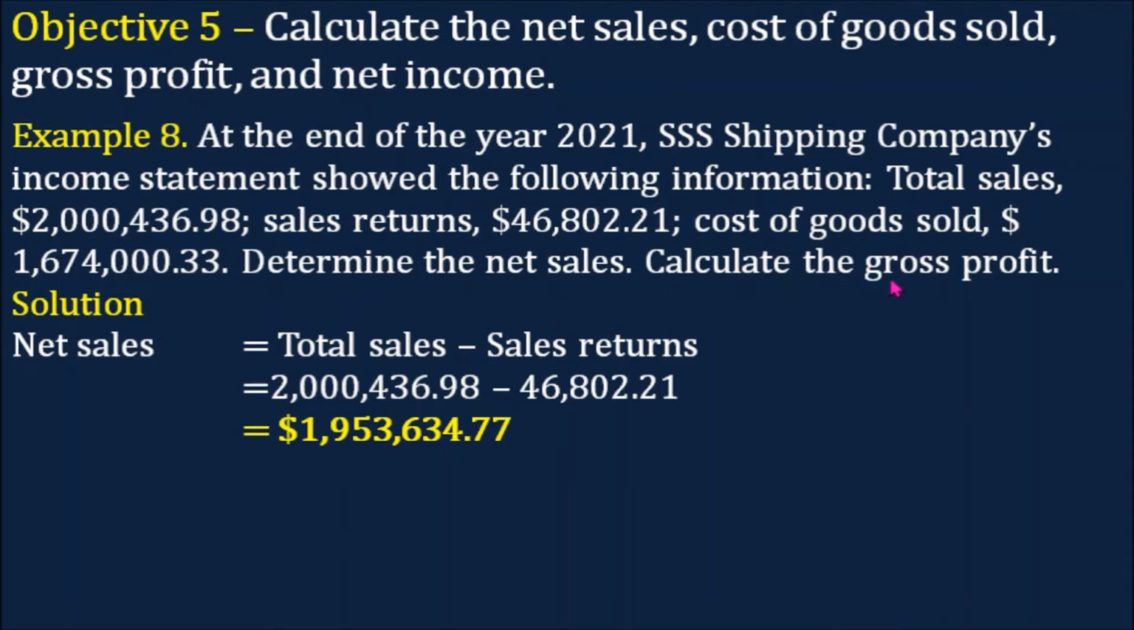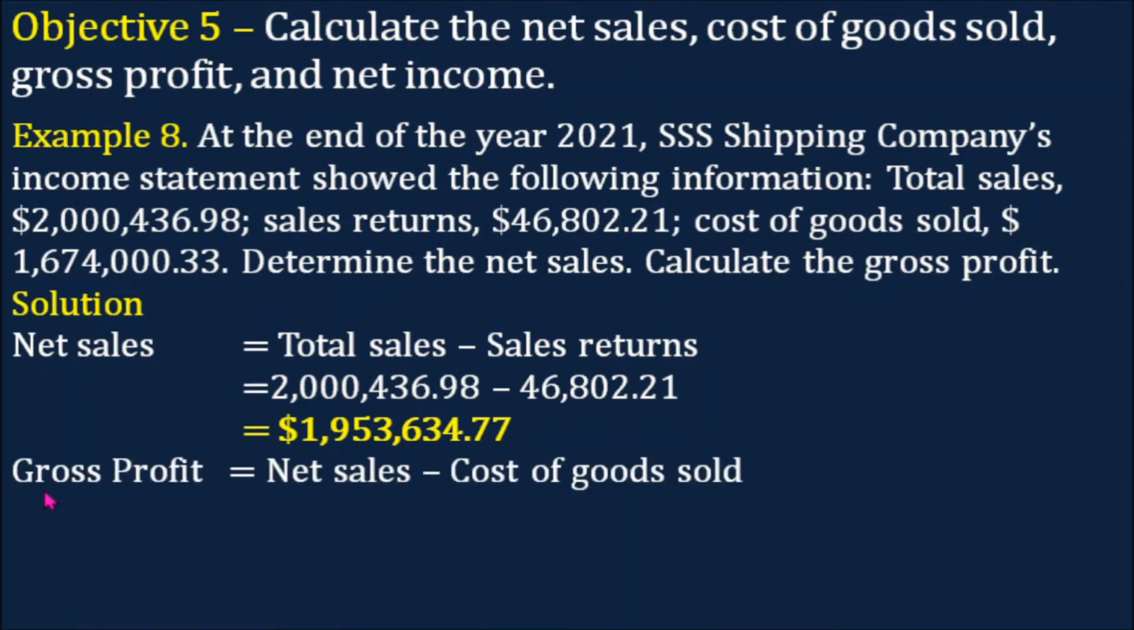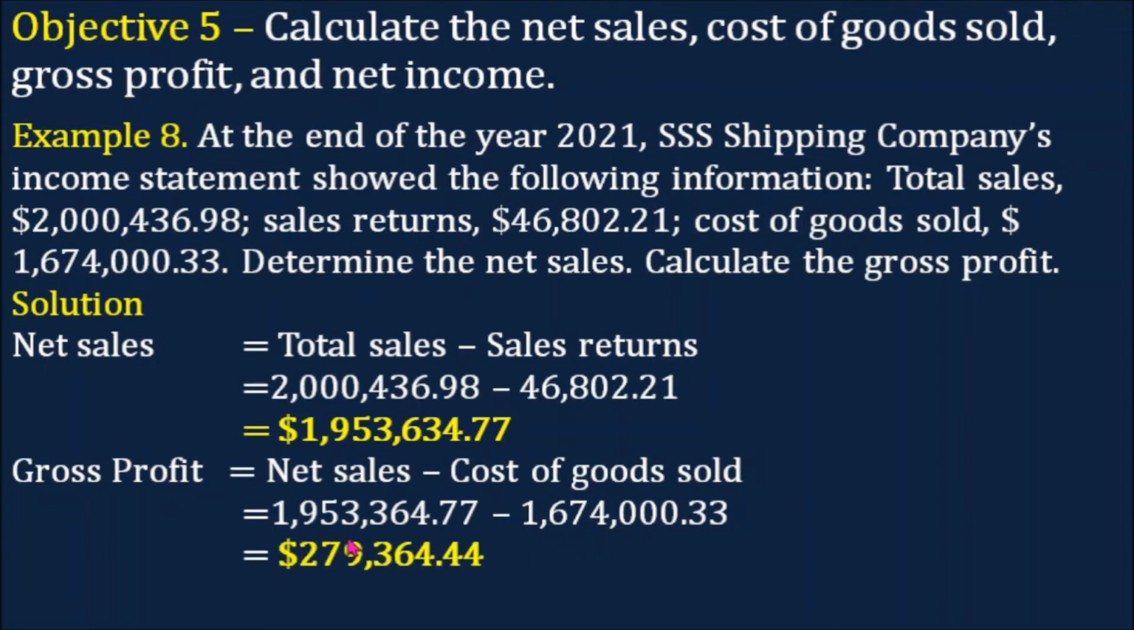Now, for our gross profit, our formula is gross profit equals net sales minus cost of goods sold. So this is our net sales. The cost of goods sold here is $1,674,000.33. And the difference between these two amounts is $279,364.44. This is our gross profit.